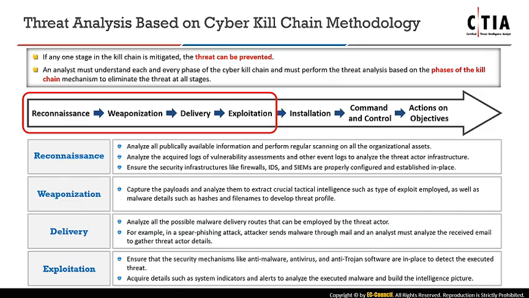Next, we look at the next part of the kill chain, which is exploitation. As analysts, we're going to ensure that the security mechanisms like anti-malware, antivirus, and anti-Trojan software are in place to detect the executed threat. So there's some type of threat. It may have made it through delivery, and now it's time for the threat actor to run the exploit. We need to make sure that we understand all the system indicators, alerts, and those details that would tell us that there is a potential exploit.